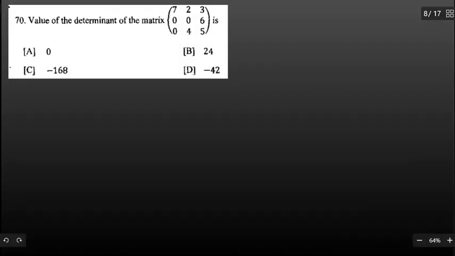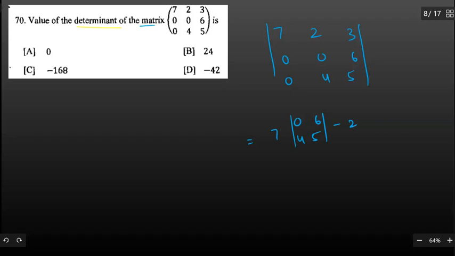Next question. Now what is the value of the determinant of this matrix? Now let's write the matrix 7 2 3 0 0 6 0 4 5, and the determinant will be 7 multiplied by this matrix, 0 6 4 5, minus 2 multiplied by this matrix 0 6 0 5, plus 3 multiplied by this matrix, that is 0 0 0 4.